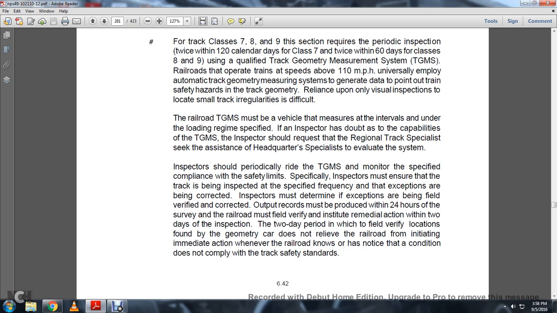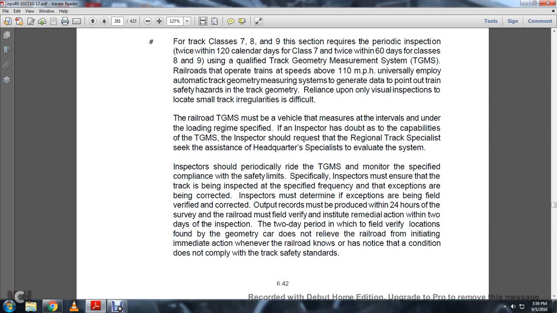The inspector should request the regional track specialist, with a headquarters specialist, to evaluate the system. Inspectors should periodically ride the track geometry measurement system, monitoring compliance with the safety plan limits. Specifically, inspectors must ensure that the track is being inspected at the specified frequency and that exceptions are corrected. The inspectors must determine that the exceptions are being fielded, verified, and corrected. Output and records must be produced within 24 hours of the survey, and the railroad must field them.